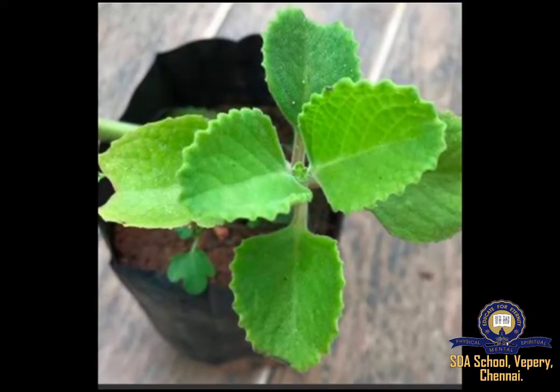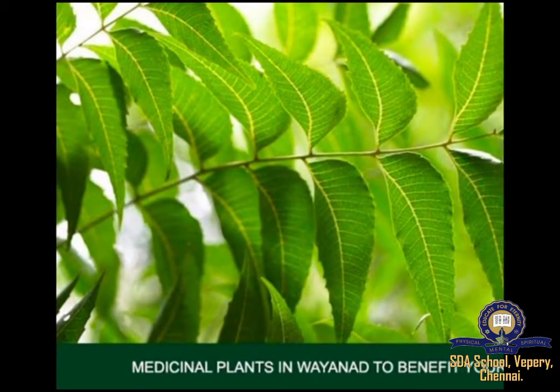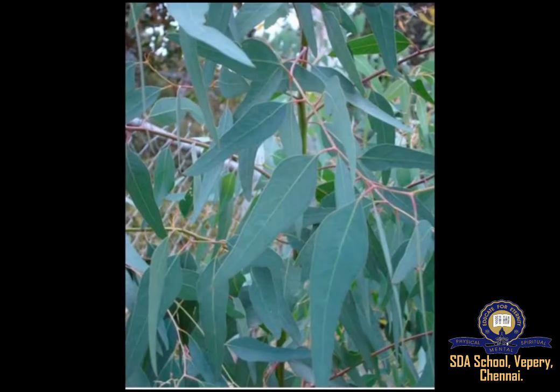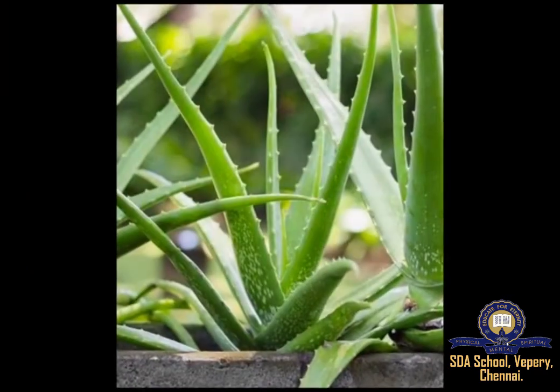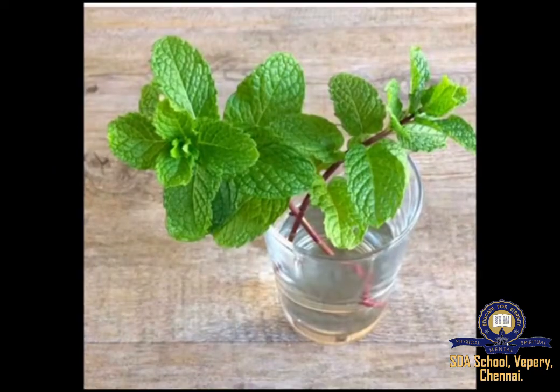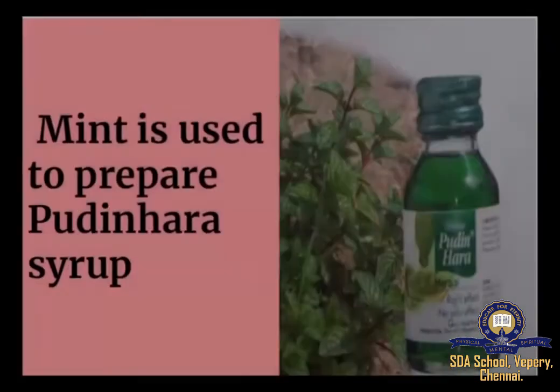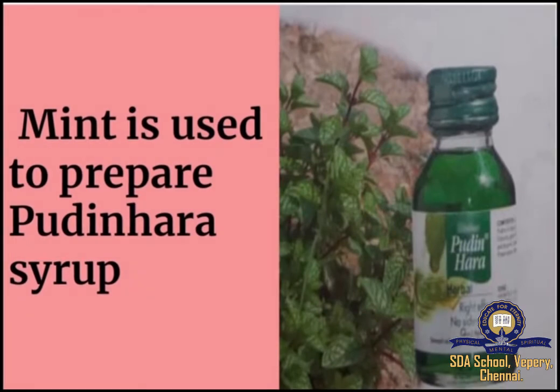Look at this. This is also a medicinal plant. We call this Omavalli. Then this is neem leaves, eucalyptus, aloe vera, and this is mint. We call this pudina. All these plants have medicinal value. Like pudina, otherwise mint, is used to prepare pudinhara syrup.